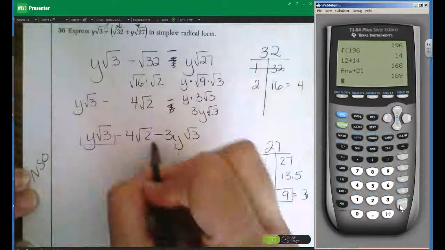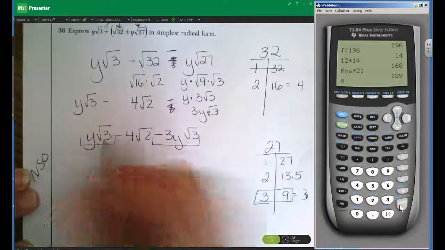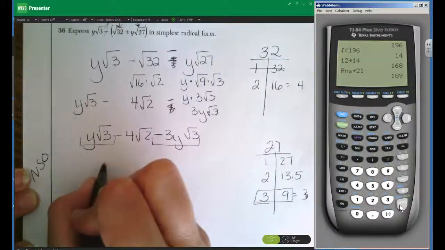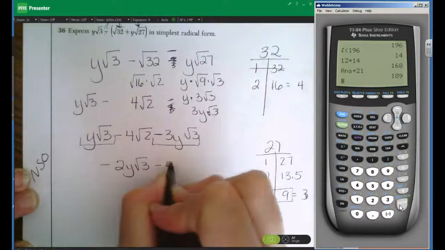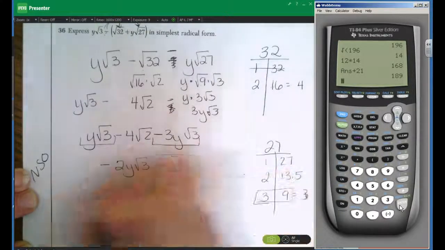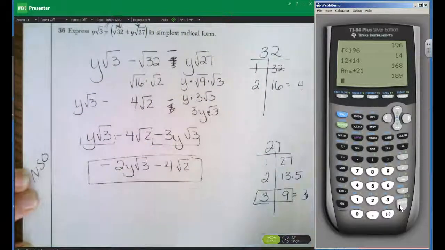Now we have this one and this one, which we can combine because they have the same radical. So we're going to have negative 2y square roots of 3 minus 4 square roots of 2. And that is as much as we can simplify it.